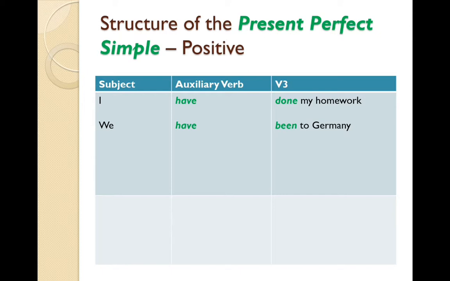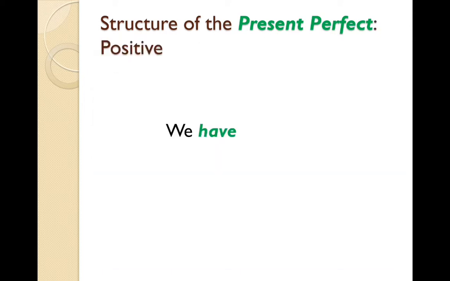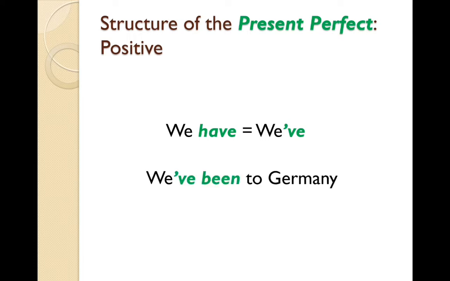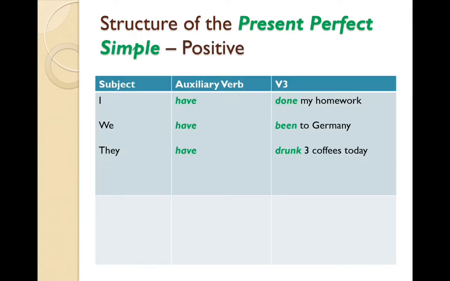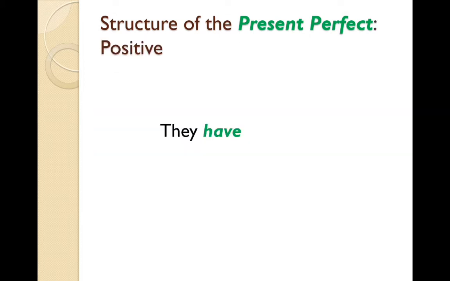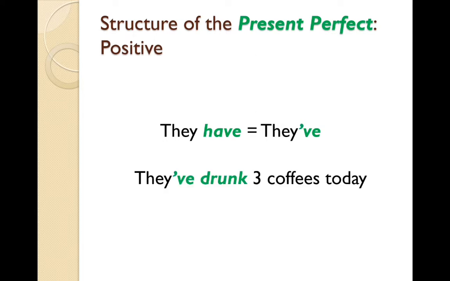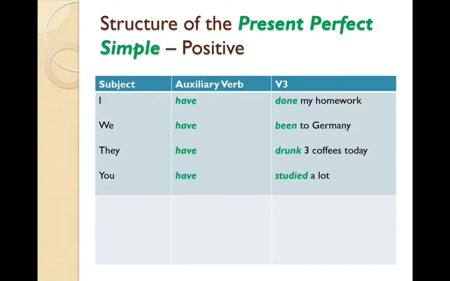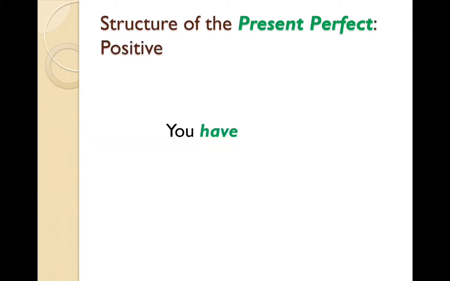We have been to Germany. We have can be contracted to we've. We've been to Germany. They have drunk 3 coffees today. They've drunk 3 coffees today. You have studied a lot. You have can be contracted to you've. You've studied a lot.